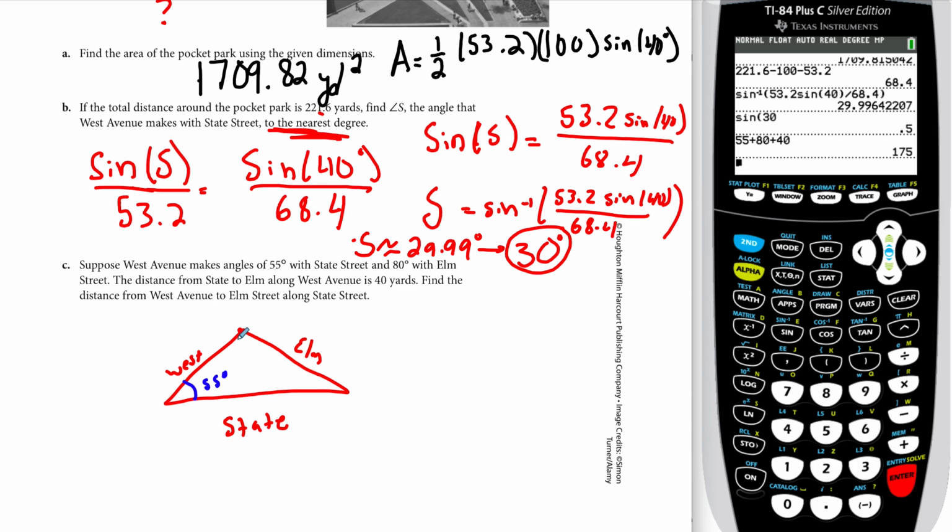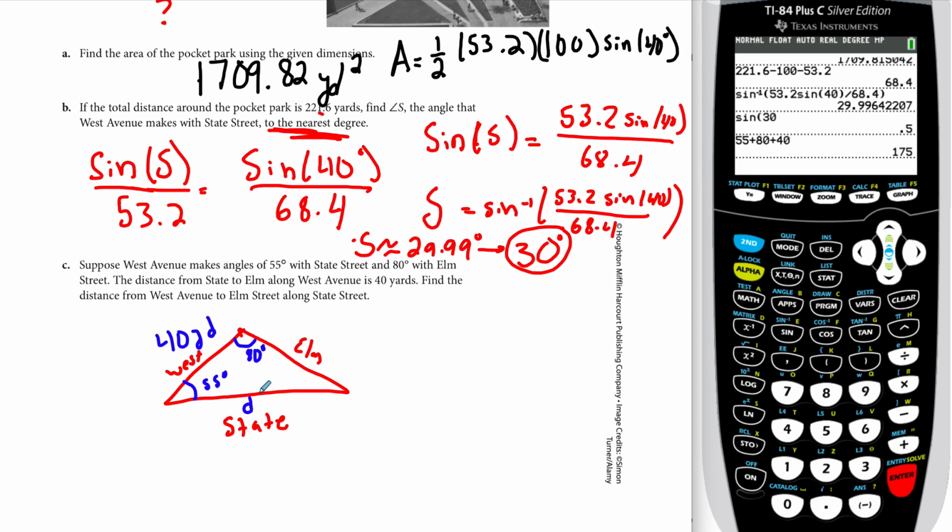And it makes an 80-degree angle with Elm. And we know the distance from State to Elm. So in other words, to get from here to here along West Street is 40 yards. I need to find this distance right here.